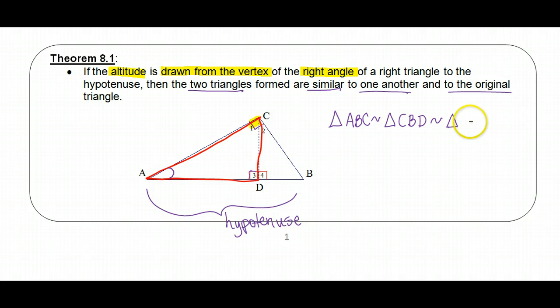What order do we need to put the letters, though? For this triangle with A and C and D, what order would we put them in? ACD. Okay with that? Questions?